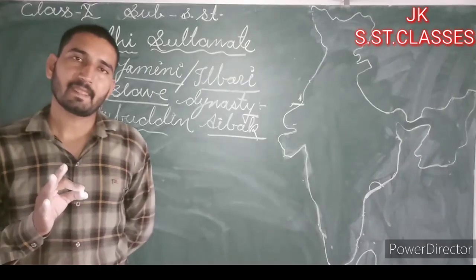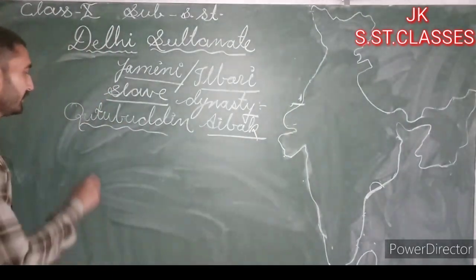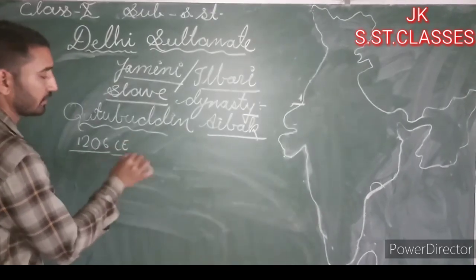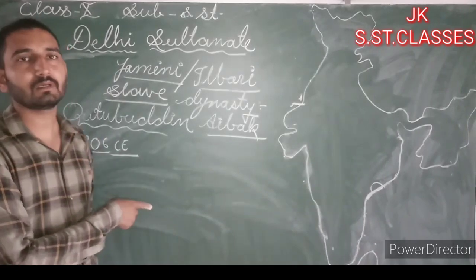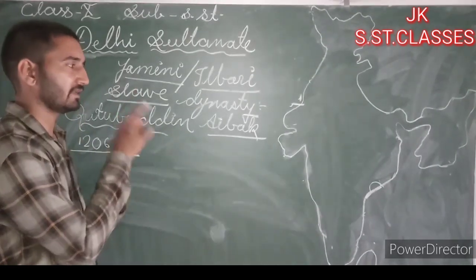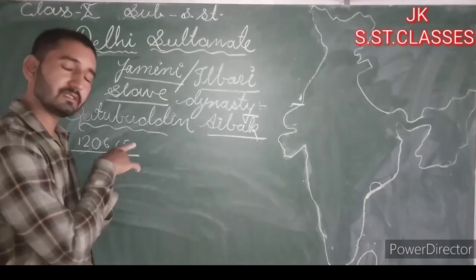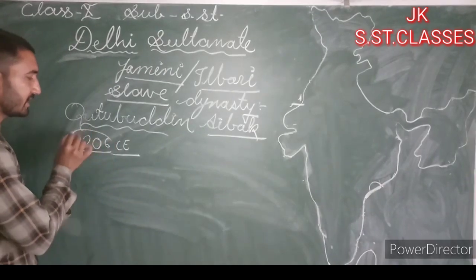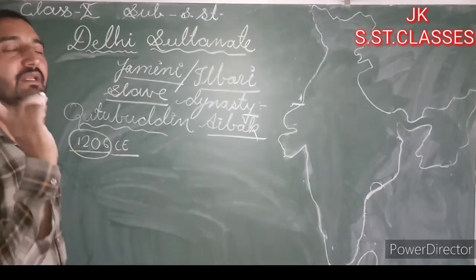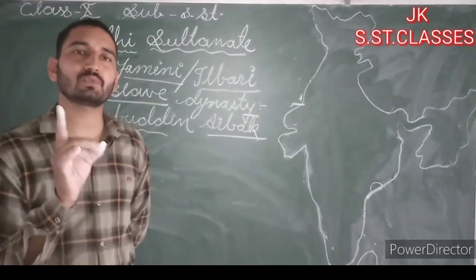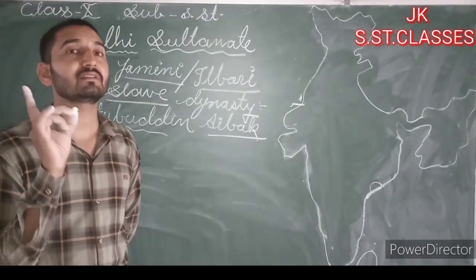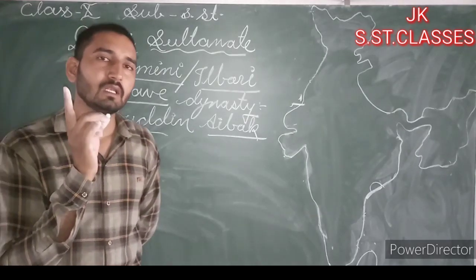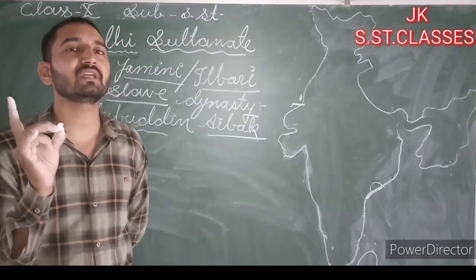In this way we can say that the rule of Sultanate period started from 1206 Common Era, as Qutbuddin Aibak established his dynasty in Delhi in 1206 Common Era after the death of Muhammad bin Ghori. So the beginning of Muslim dynasty in India, or the beginning of Delhi Sultanate in India, is from 1206 Common Era, which lasted till 1526 Common Era with the defeat of the last ruler of Lodi dynasty, Ibrahim Lodi.